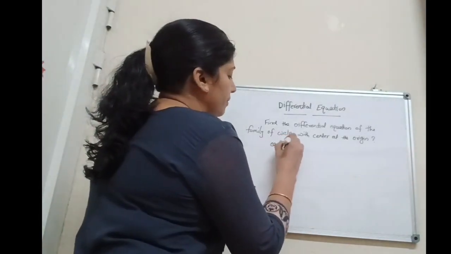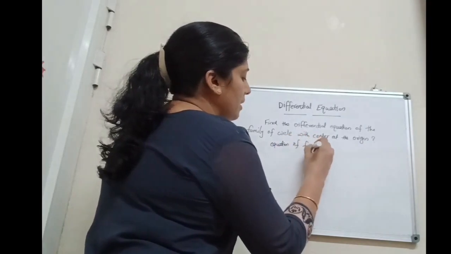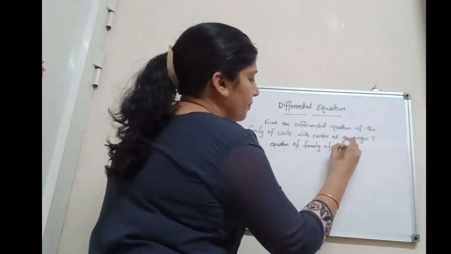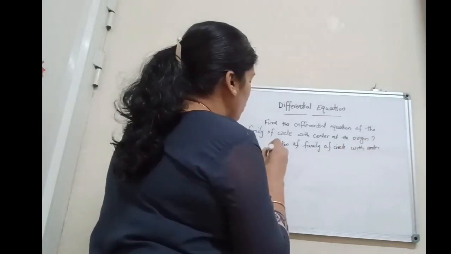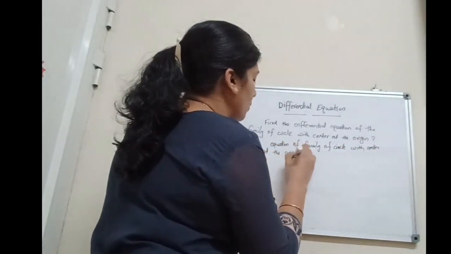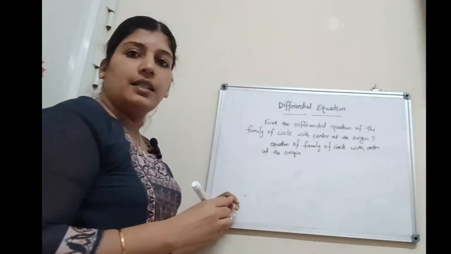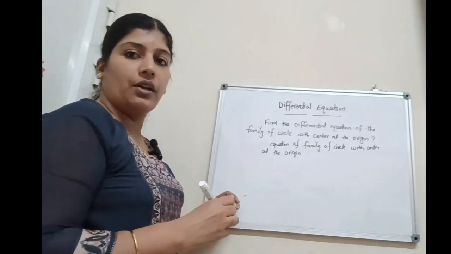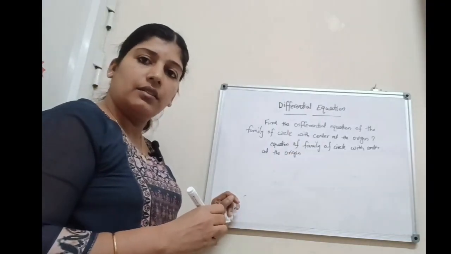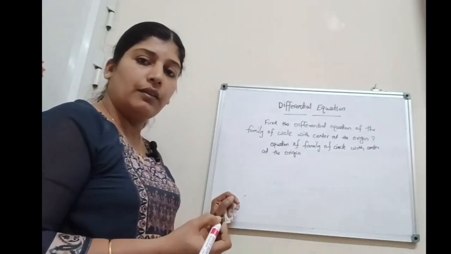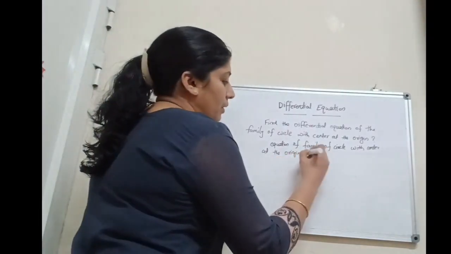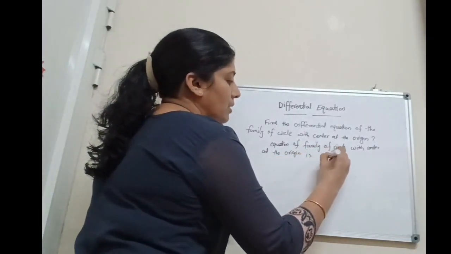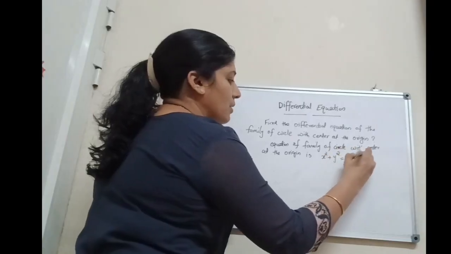Equation of family of circles with the center at the origin. Origin means 0, 0. Therefore, x minus 0 whole square plus y minus 0 whole square equal to r square, that is radius. And now here we have to take r equal to a. Therefore, x square plus y square equal to a square.